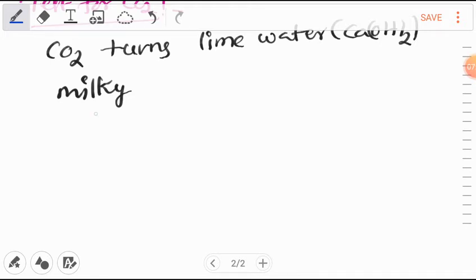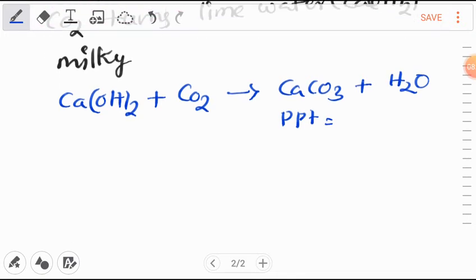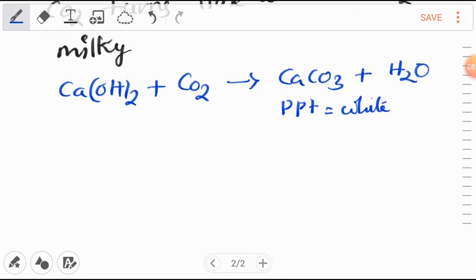So see, calcium hydroxide reacts with carbon dioxide, gives CaCO3, calcium carbonate, plus H2O. This is the PPT, precipitate. What is meant by precipitate? An undissolved substance. It doesn't dissolve. So see, it is a white PPT. So it is white in color. That's why we say it turns milky.